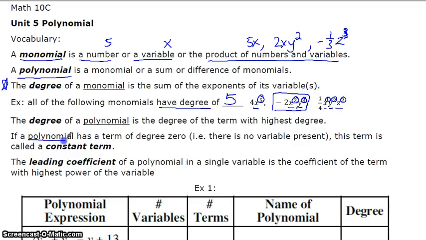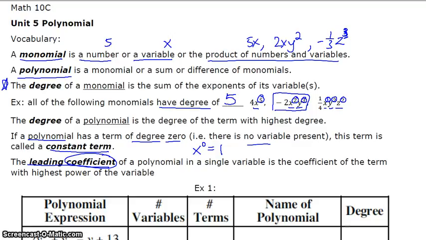Now you can also have a term with degree 0, which means the variable has degree 0, and anything to the degree 0 is 1, which means there are no variables. Then that term is called a constant term. So the number term in a polynomial is the constant term. And the leading coefficient is the number in front of the term with the highest power.